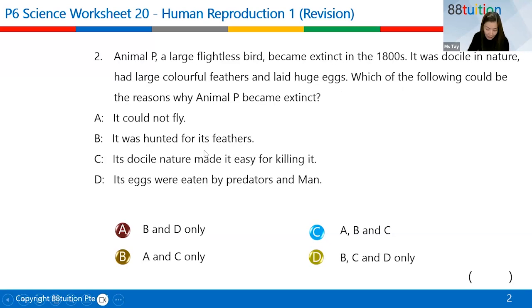It was hunted for its feathers. Because of the feathers, the hunters go around shooting the birds, pluck out all the feathers and use them to make things. Then its docile nature made it easy to kill it. What's the meaning of docile? Anyone? You can type, you can unmute yourself if you wish.